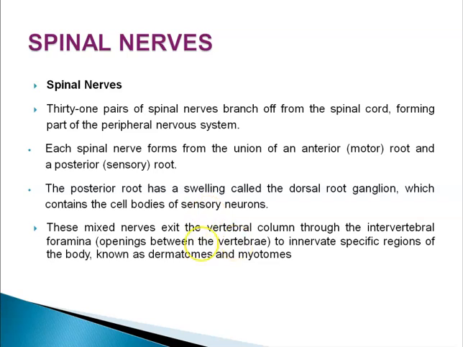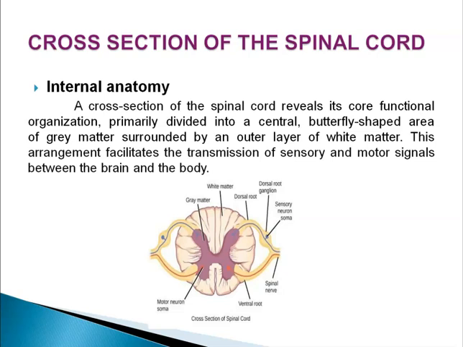So these mixed nerves exit the vertebral column through the intervertebral foramina, which are placed between each of the vertebrae, through the openings, and then they come out to innervate the specific regions of the body known as the dermatomes and myotomes. So this is a cross-sectional view of the spinal cord, the internal anatomy of the spinal cord.